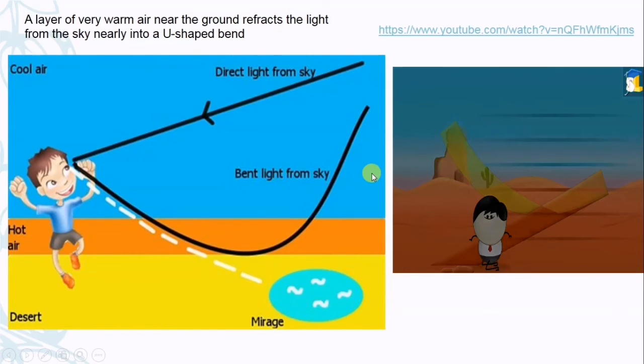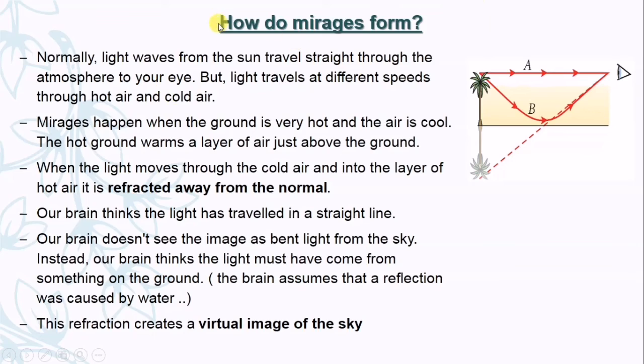Okay. Now we will also see how the mirage, like a tree which is inverted, forms. The same thing happens if you are in the desert: the ground is very hot, so it warms a layer of air above it. The air at a higher elevation is cooler. So here we have different densities of air.